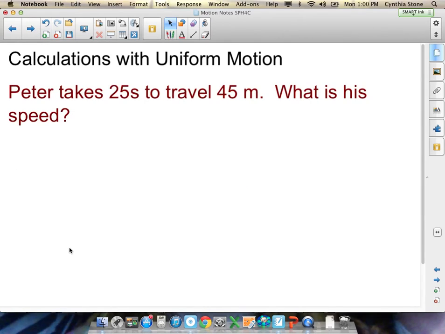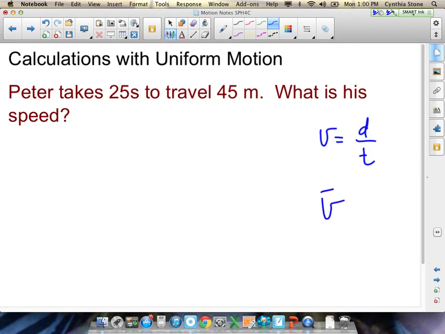So the only formula you need to worry about with uniform motion is this one. Well, I guess there's two. There's the speed formula, which is distance over time, and there's the velocity formula, which is displacement over time. And sometimes those work out to be the same, and sometimes they don't. So, simple thing, what is his speed? He takes 25 seconds to travel 45 meters. There's no mention of acceleration. We assume he's traveling at constant speed the whole time.